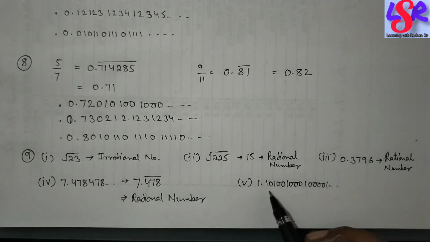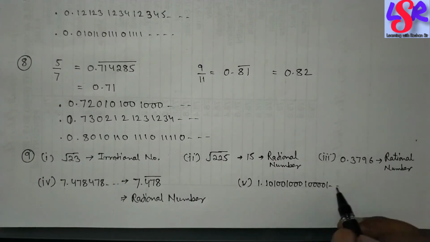At last here we are having 0 1 0 1 0 0 1 triple 0 1 4 times 0. So it is not repeating and it is non-terminating also. Therefore it is a rational number.